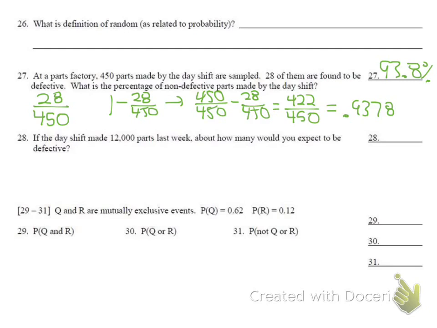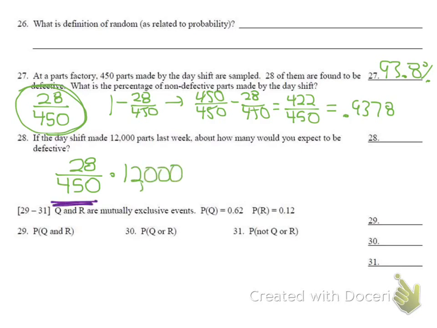Now, with that thought, if the day shift they made 12,000 parts, how many would you expect to be defective? So what we're going to take here is that defective probability that we had in 27, so that's 28 out of 450, and we're going to multiply it by 12,000, because this is really the probability that something is defective. Well, if 93.8 was the chance it would not be defective, this would be about 6.2% chance that something is defective. So we want to multiply that 6.2% across all of the 12,000 parts. Now this comes out to be about 746.6, so we're going to say 747 parts you'd expect.